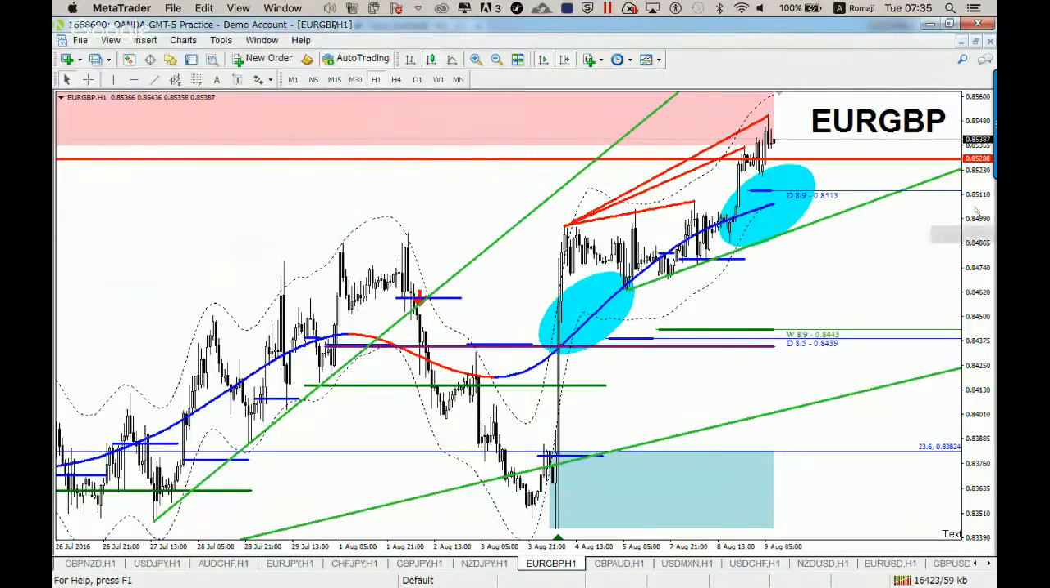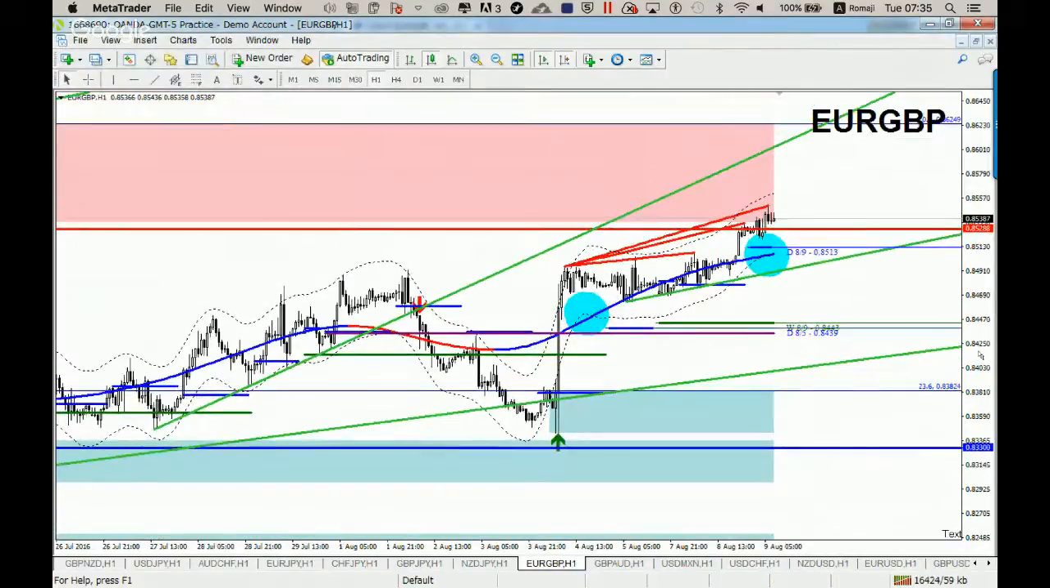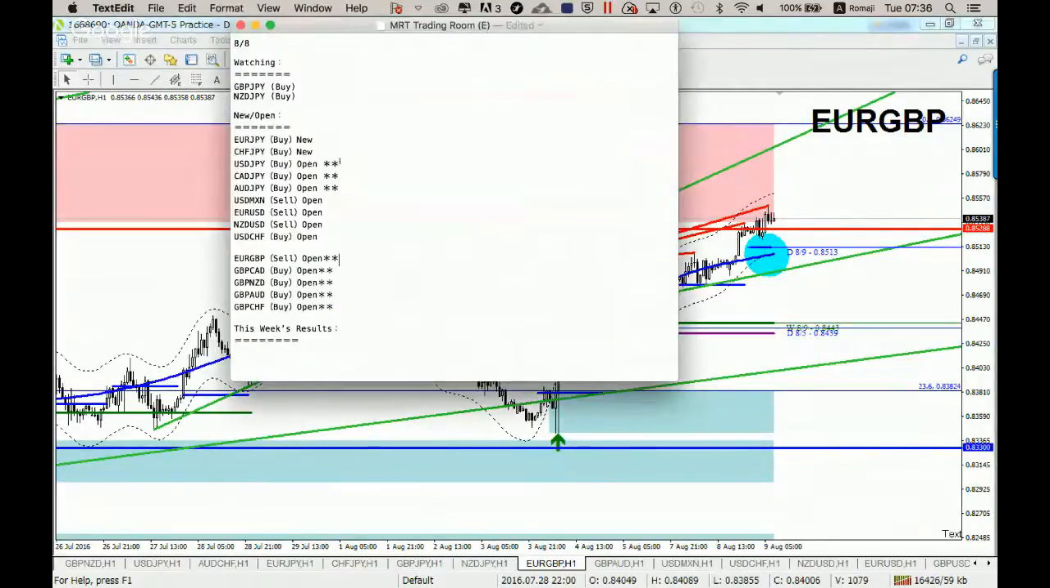So I do have a bias in the sell direction on this pair. We're not in a place quite yet where I'd want to do it yet. We just stopped out at break even. So I'm going to be watching this though. So euro pound sell.